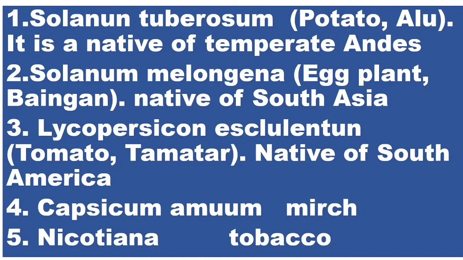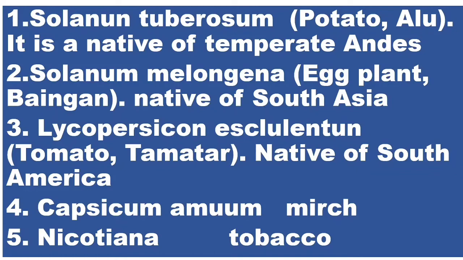Economic importance of this family is very vast. Vegetable family mostly. Solanum tuberosum, aloo. It is a native of temperate Andes. Solanum melongena, that is eggplant or baingan. It is a native of South Asia. Lycopersicon esculentum, that is tomato, native of South America. Capsicum annuum, that is the mirch.